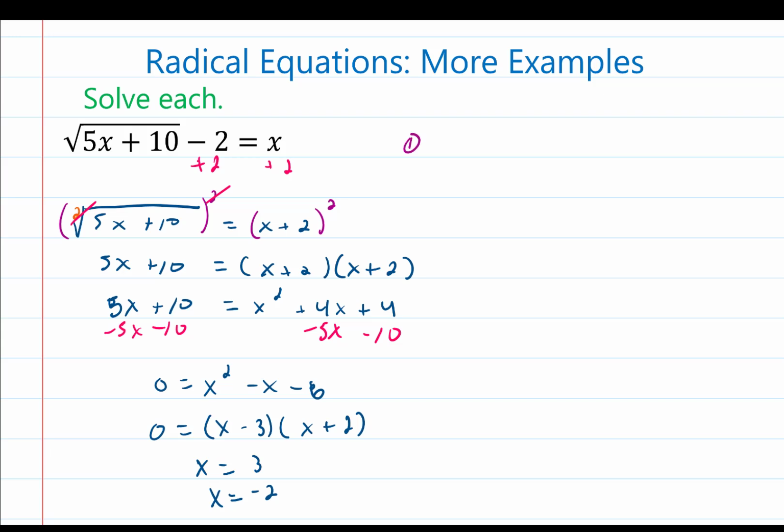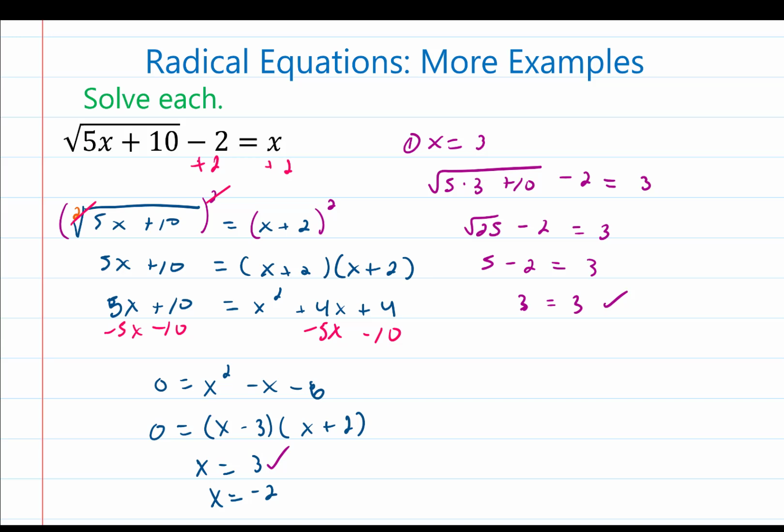So let's check. Number one, we're going to check x is equal to positive 3. This means we would have 5 times 3 plus 10 under the radical minus 2 is equal to positive 3. We always use the original form of the equation. Now let's do our order of operations to simplify the left side. 5 times 3 is equal to 15. 15 plus 10 is 25. So we have the square root of 25 minus 2 is equal to 3. The square root of 25 is equal to 5. So we have 5 minus 2 is equal to 3. And 5 minus 2 is 3. And so this verifies that 3 is a true solution.